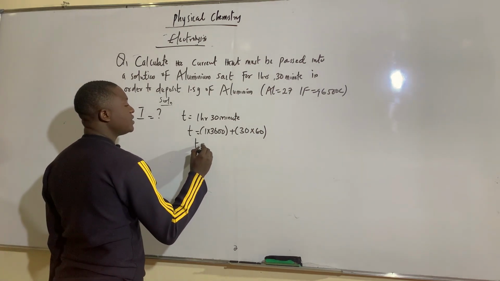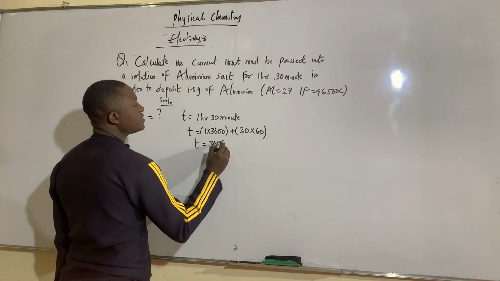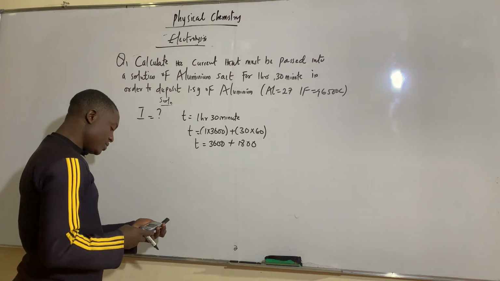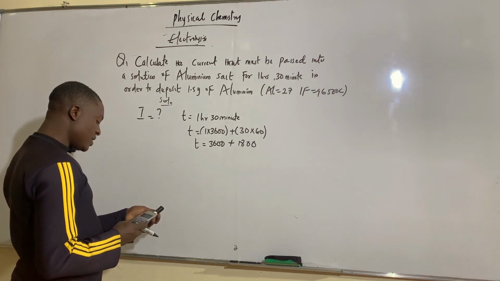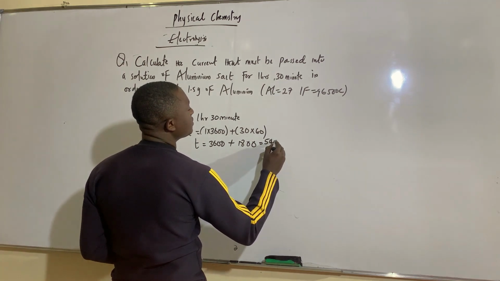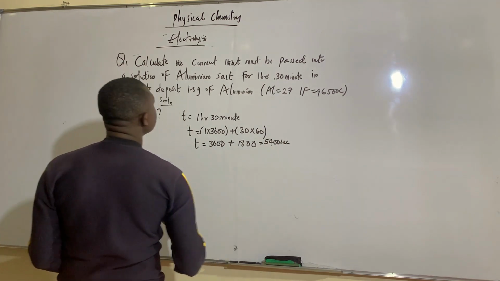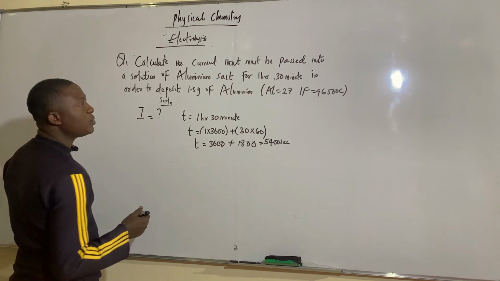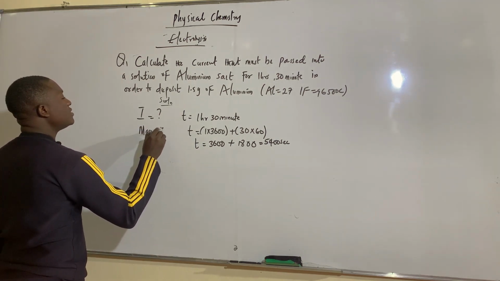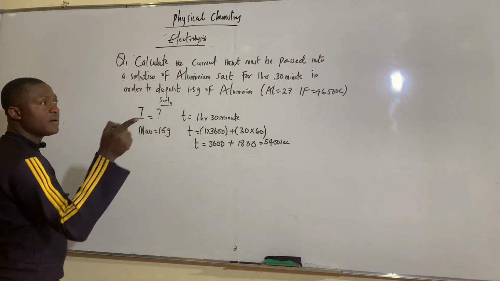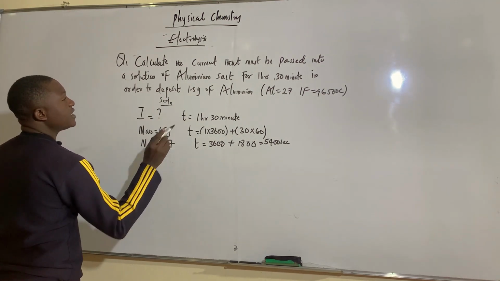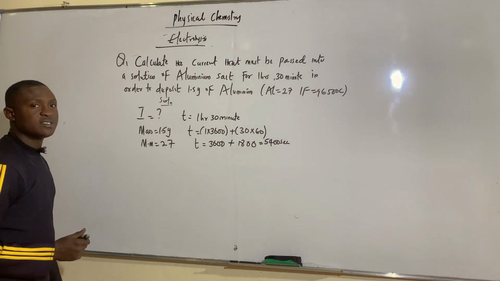So here I can have total time to be 3,600 plus, this one is going to be 1,800. So by adding the two together, we are going to have 5,400 seconds. So that is the total time. So they now said, in order to deposit 1.5 gram of aluminum, so meaning the mass of that aluminum is 1.5 grams. So from the problem, we are given the molar mass of aluminum to be 27. At the same time, we have 1 farad to be 96,500.